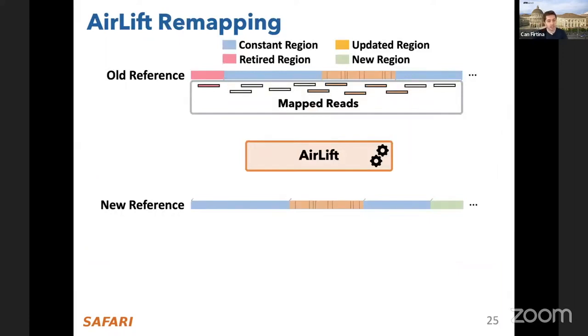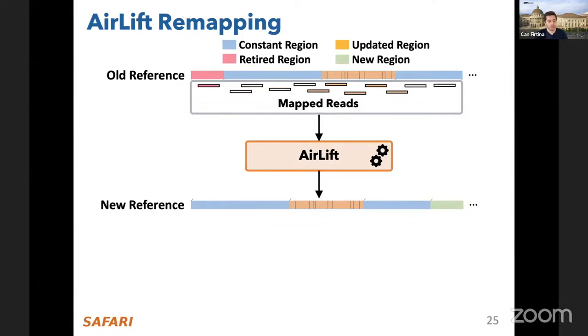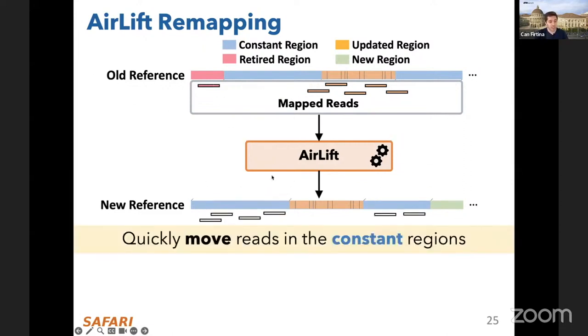So what we do essentially is we take all the mapped reads in the old reference genome, and then we quickly move the reads that are only in the constant region. So let me do the animation again. We just move the reads that are in the constant regions, because we know that they are exactly matching in the new reference genome, and they don't have another region that is highly similar to that particular region in the new reference genome, for example, as could happen in the new regions in the new reference genome. So by ensuring that, we can accurately and also efficiently move these reads from the old reference genome to the new reference genome.